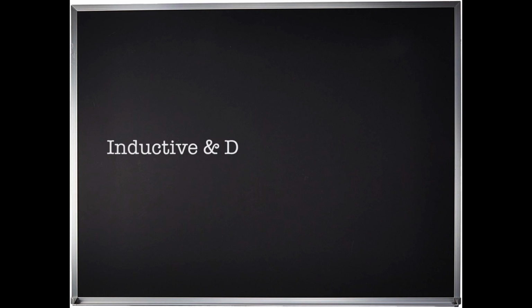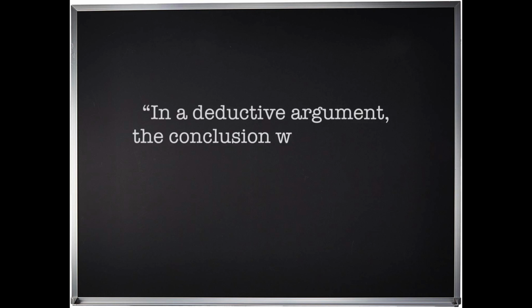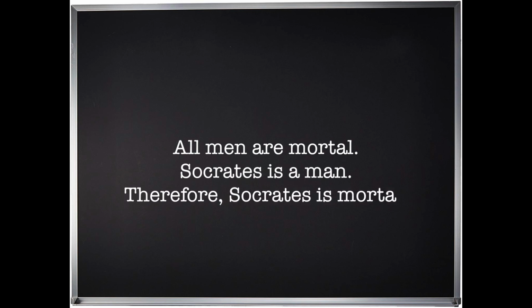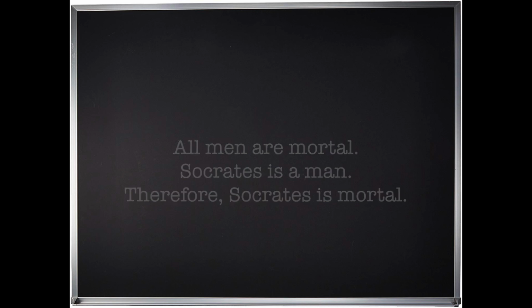Now to start, let's quickly go over inductive and deductive reasoning in arguments. In a deductive argument, the conclusion will follow by necessity from the premises if the method of reasoning is valid. The example the book gives is, all men are mortal. Socrates is a man. Therefore, Socrates is mortal. Notice how the logic deals only in absolute certainties.